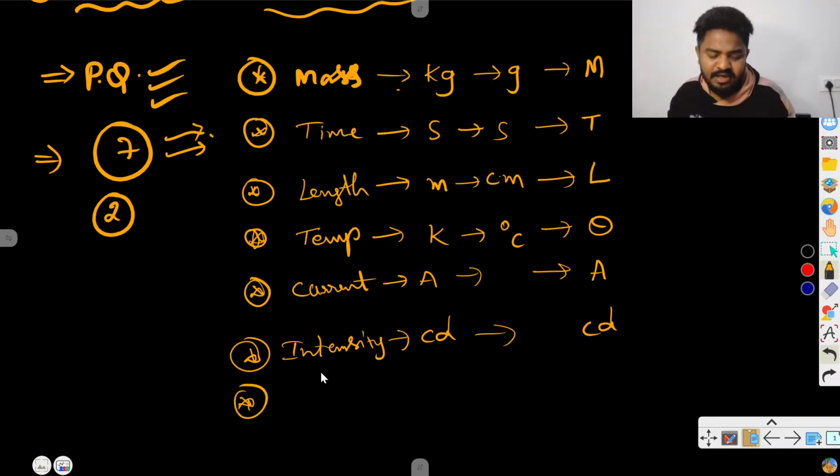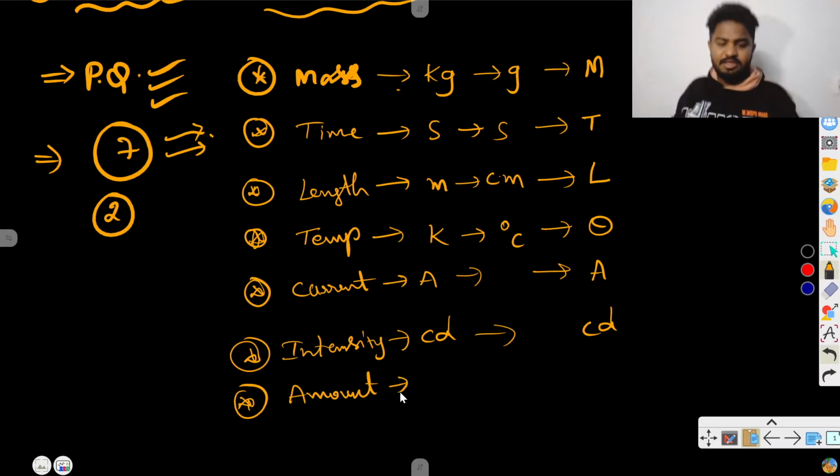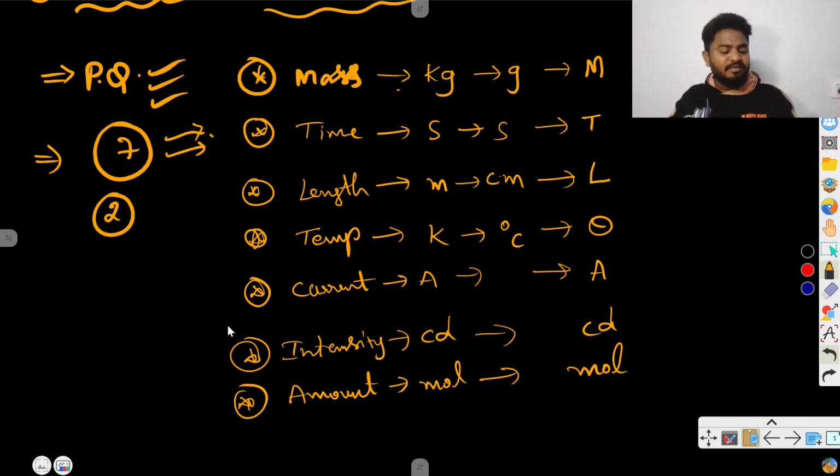After light intensity, the next one is amount of substance. The amount of substance is measured in moles, so the unit is mole, and the symbol is also mol. Now these are the seven fundamental physical quantities. They are called fundamental because they don't depend upon any other physical quantity, and all the remaining physical quantities are derived using these seven.